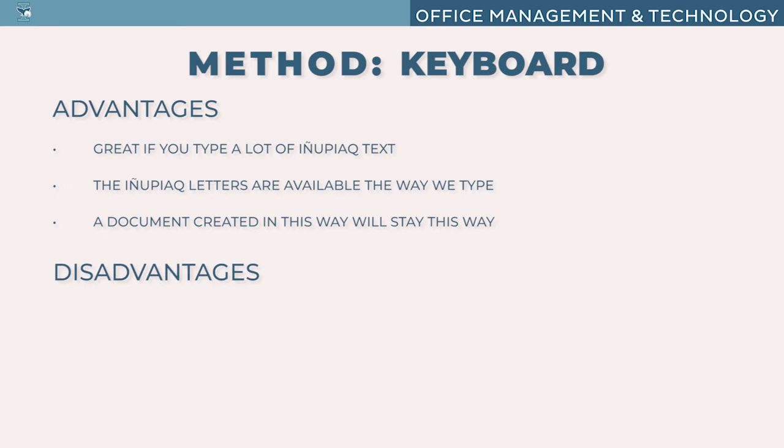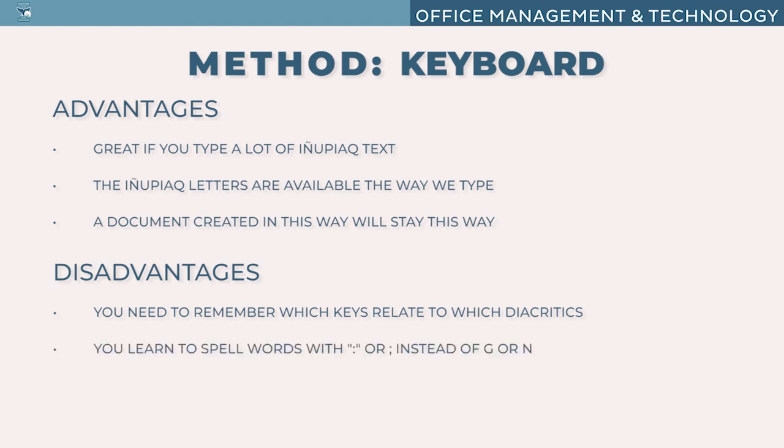The disadvantage that I see with the keyboard is you don't get the language learning that I think you get when you type the word as it should be. Let me give you an example. The keyboard is going to make the colon the G with a dot. So you press the colon key, you get a G with a dot. What that means is when you're typing the word Ilisavik, for example, in the middle of that word, you're going to have a colon instead of a G. I don't think that really helps you learn how to spell that word as much as if you typed a G in the middle of that word.